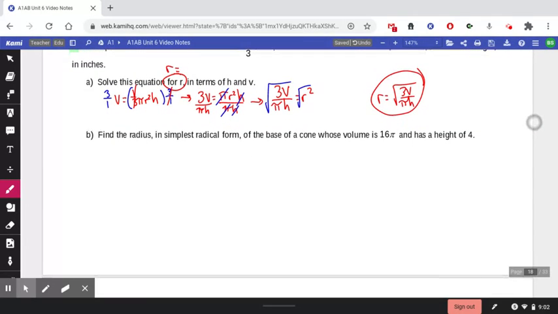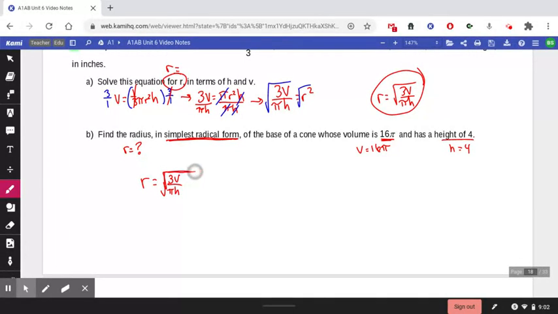For example, in B, find the radius. So we're finding r in simplest radical form. So that means that we're not going to have decimals. Of the base of a cone whose volume is 16 pi, so V is equal to 16 pi, and has a height of 4, H is equal to 4. So let's take that equation. I'm going to rewrite it here.